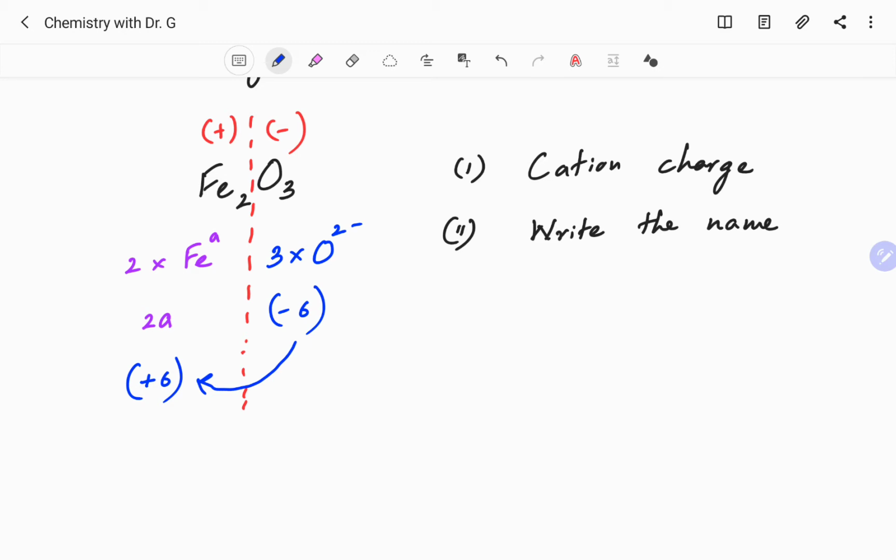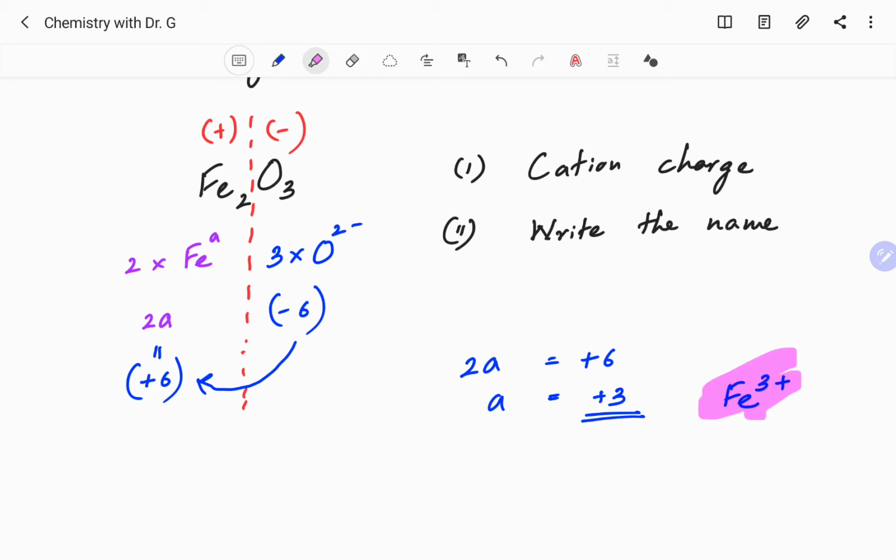So 2A is going to be equal to +6, right? A is the charge of the cation. You have two of these ions, so therefore 2A equals +6. A equals +3. So that is the charge of your ion. So that is Fe3+. We already figured out the charge of the ion.